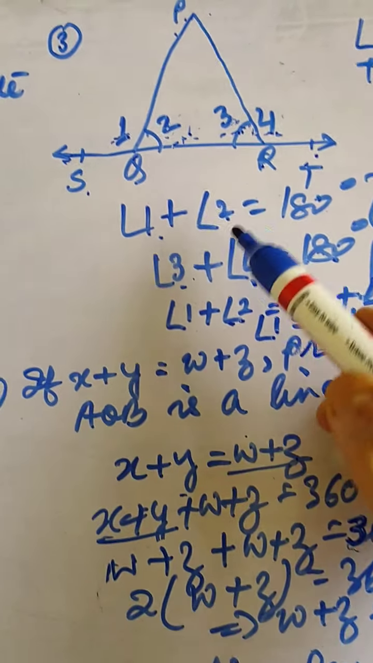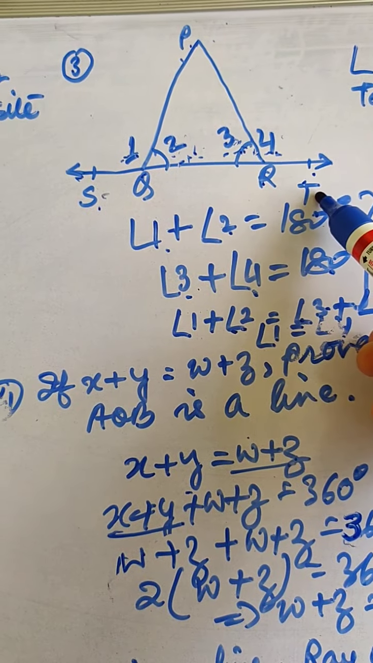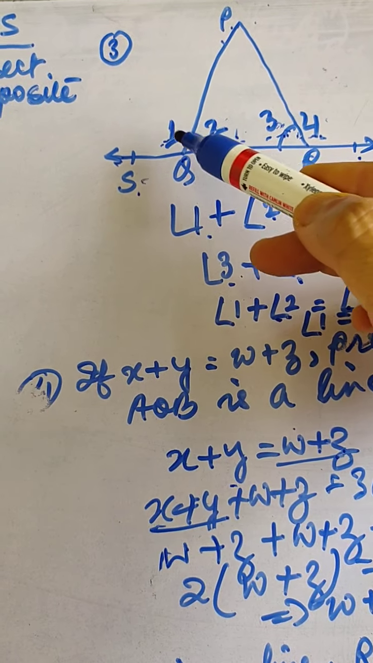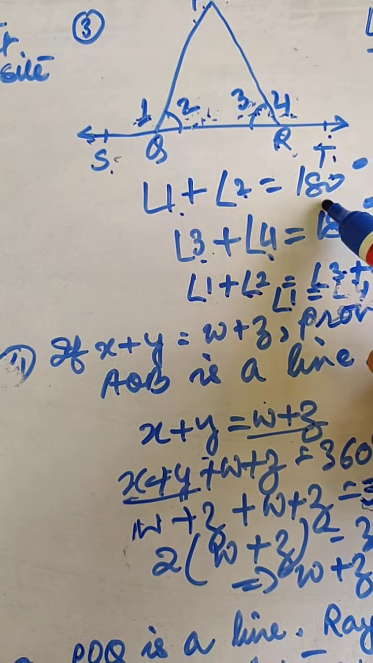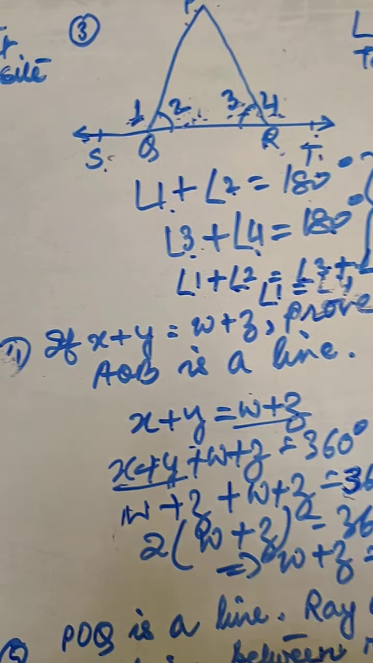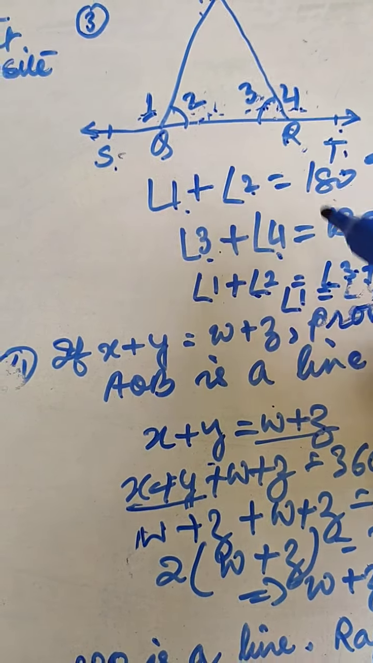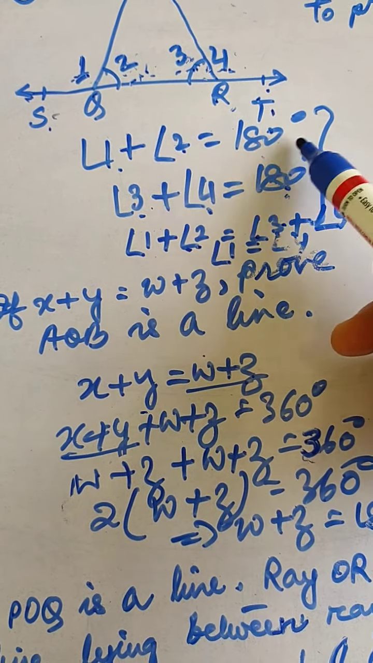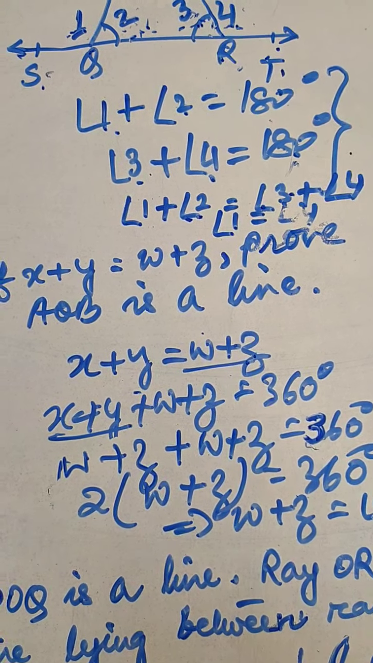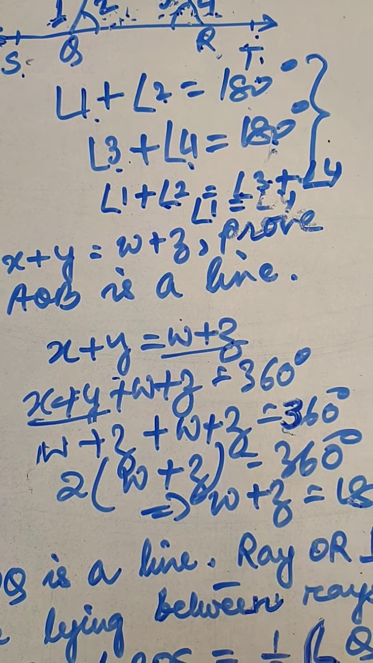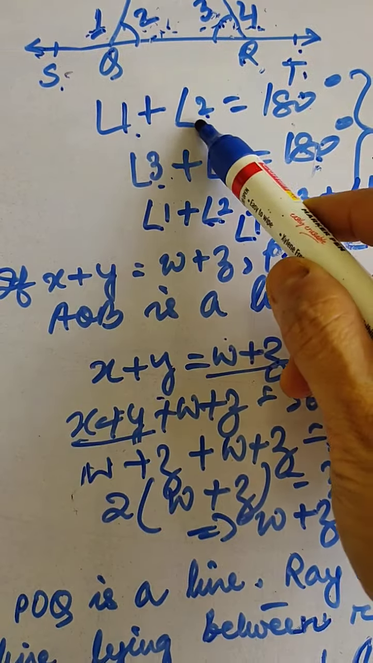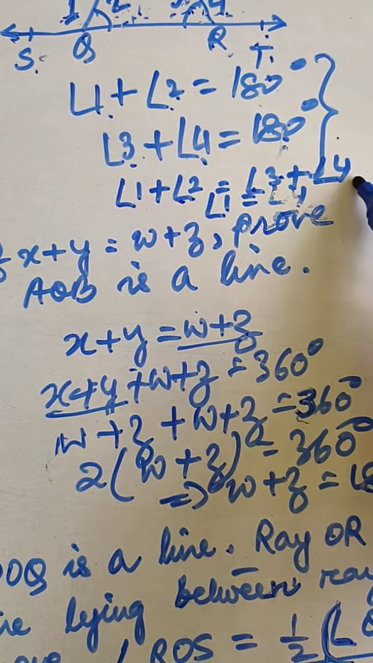So here we can clearly see that if we consider ST as a line, QP is standing on ST. So we have 1 plus 2 as 180 degrees, supplementary angles since they form a linear pair. Similarly, on that side we can see 3 plus 4 equal to 180 degrees. So we got again two equations. Now we can equate them, as both equations are equal to 180 degrees, so they are equal to each other. So we can write 1 plus 2 equal to 3 plus 4.